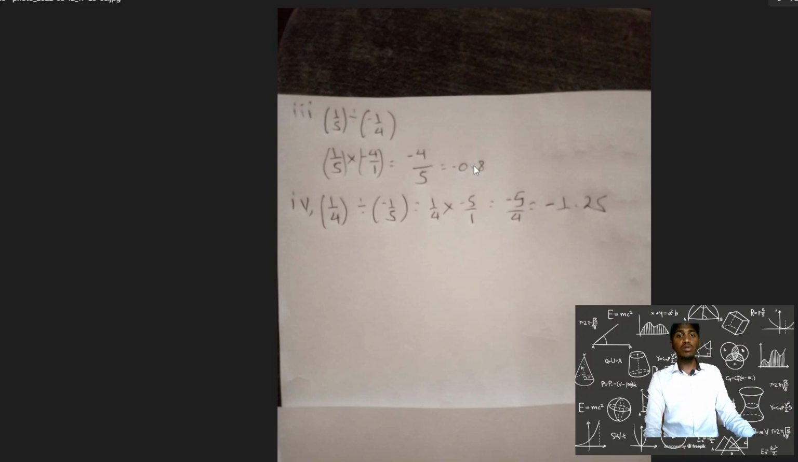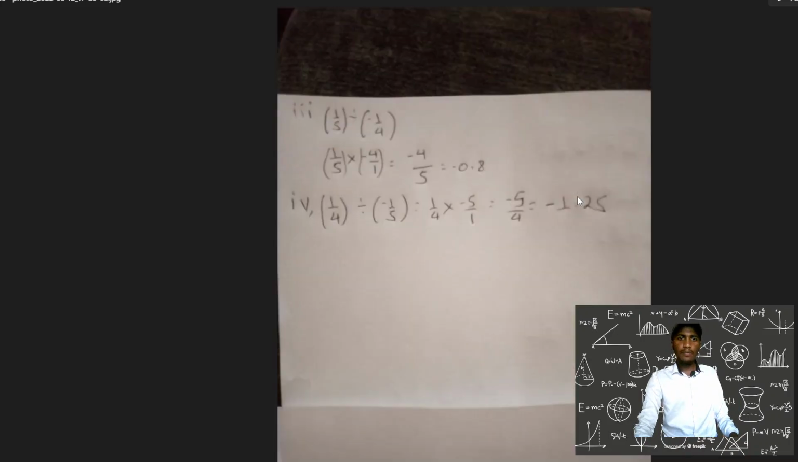So Roman number 4 says 1 over 4 divided by minus 1 over 5, right? So 1 over 4 times minus 5 over 1, you will get minus 5 over 4. When you divide this, we get the same answer as Roman number 2, which is minus 1.25. So the answer is Roman number 2 and Roman number 4. The answer is B.